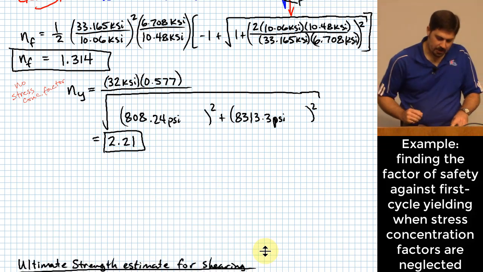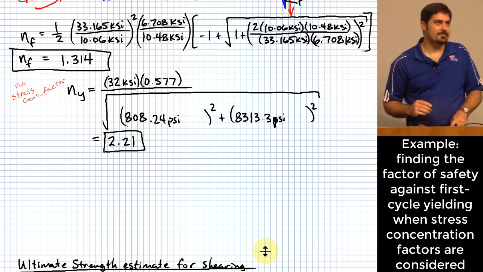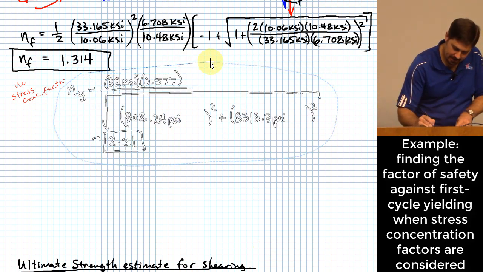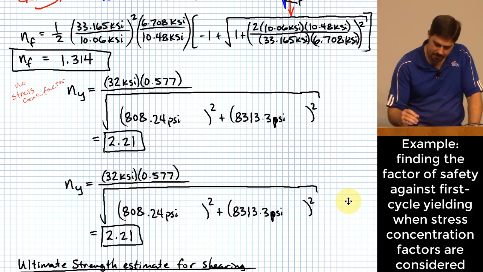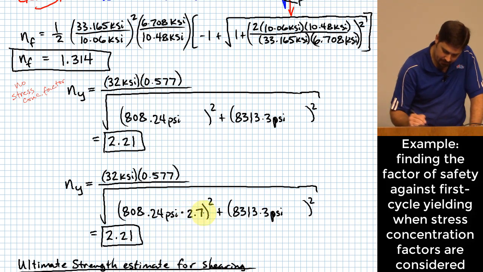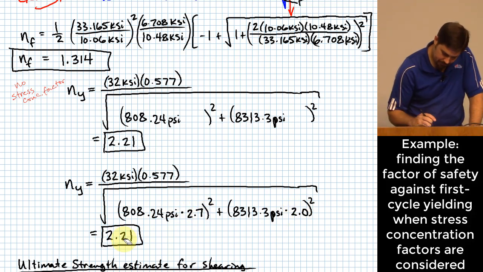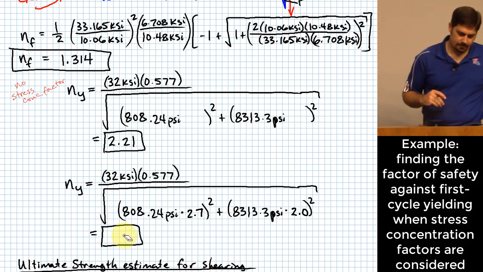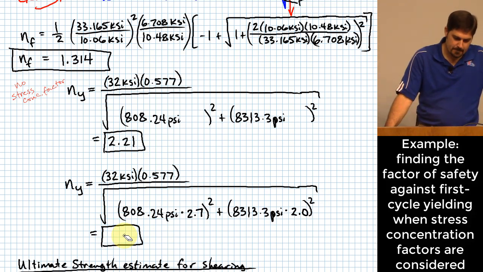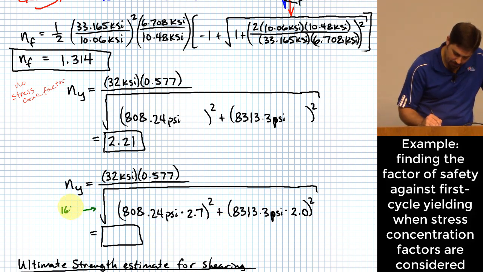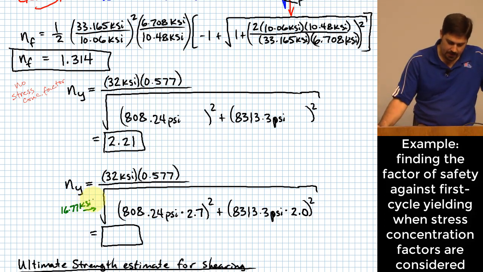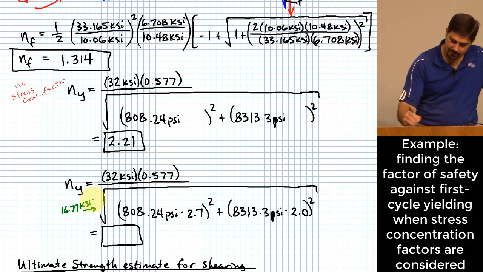Okay. Now what if I want it with the stress concentration factor? Not much different. All I got to do is take what I did here and instead of removing those stress concentration factors that I had here, I leave them in. Okay. Which, by the way, we already did that calculation once, right? What was this whole square root right here? Yeah, that square root was 16.77 KSI. Okay. So anyway, if you put that in the denominator with 32 KSI times 0.577 in the numerator, this results in about 1.1.